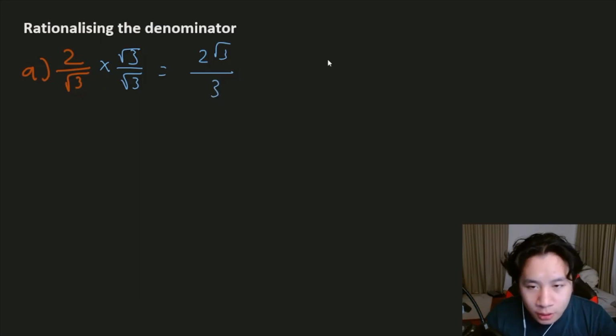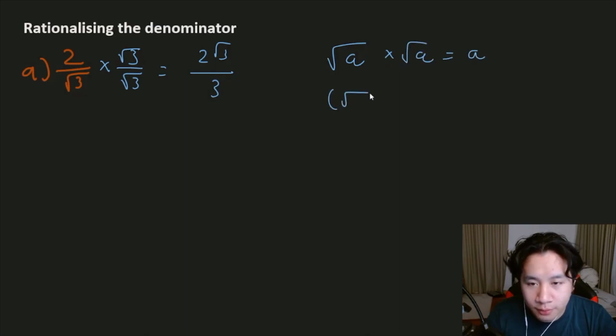Okay, so if you don't know, if you have square root a times square root a, that is just going to be a. In other words, if you have this, that means square root a times square root a, that is going to be a. Okay, just in case you didn't know.